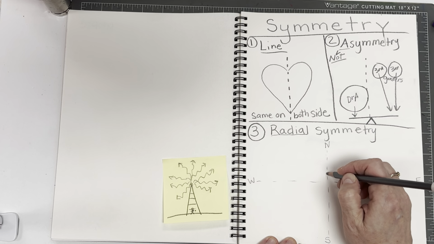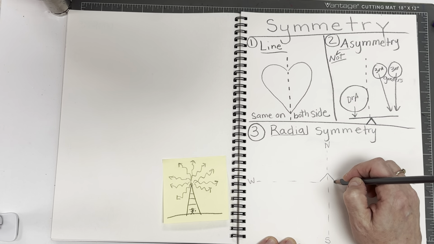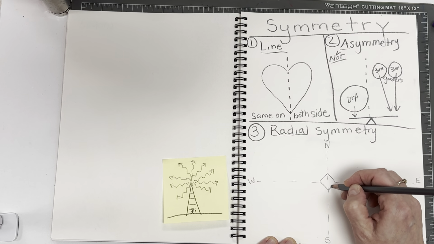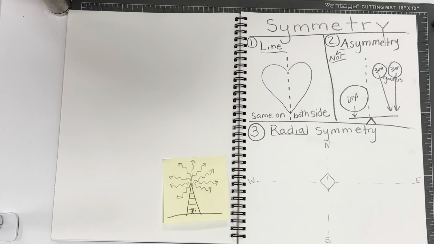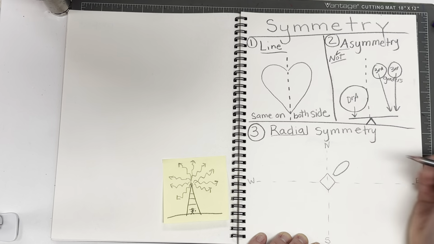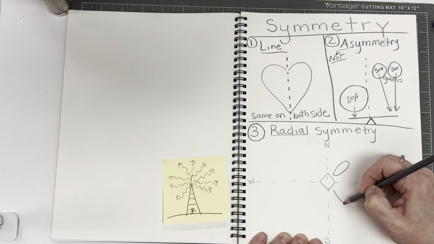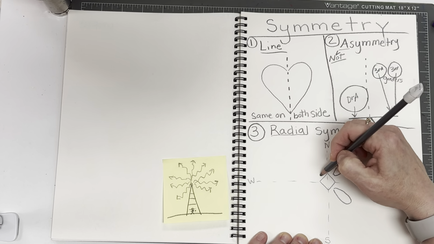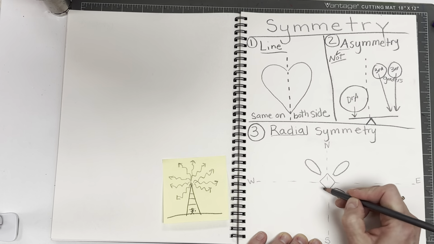So if I were to put a shape, and since this already has the nice points of a diamond, I'm going to go ahead and add a diamond. Whatever else I add to this design is going to go north, south, east, and west, or northwest, southwest, southeast, and northeast. Does that make sense? So if I decide to put an oval here, then I have to put an oval here, and an oval here, and an oval here.